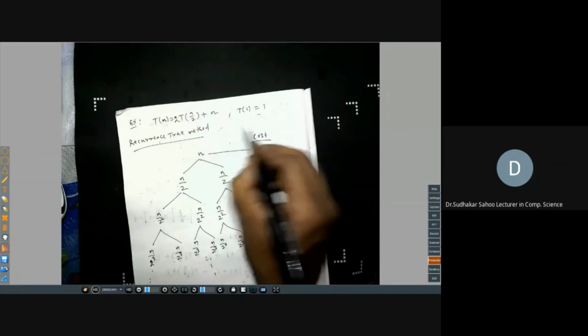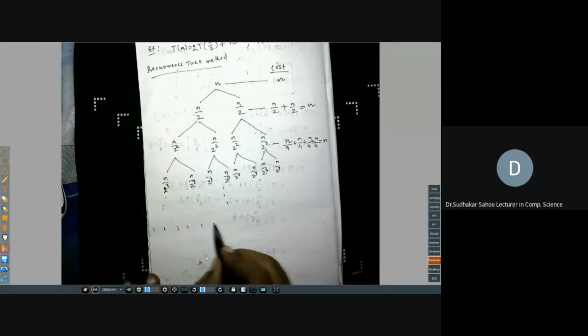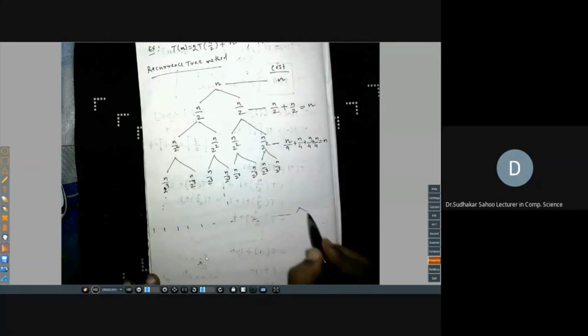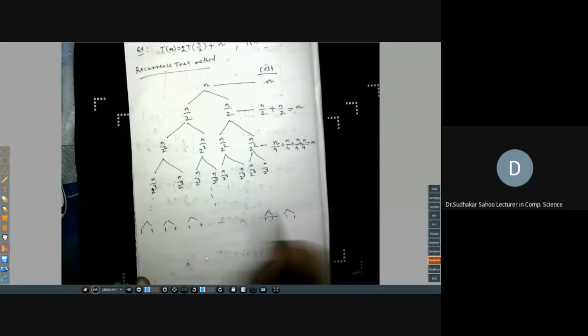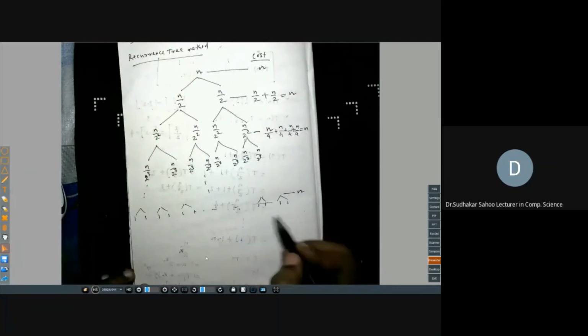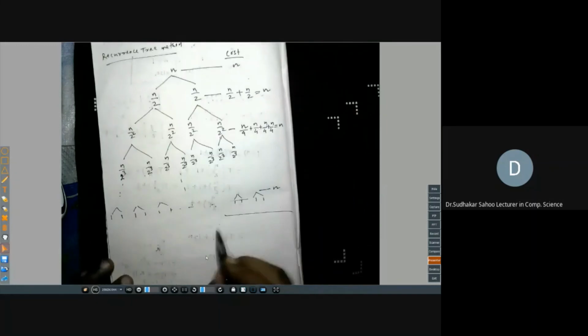So the base case is given when it is 1. You go on, and at each stage the cost will also vary. This is the total cost you add. If you add the cost part, that will give you the total time complexity. So the time complexity will be n plus n plus n.